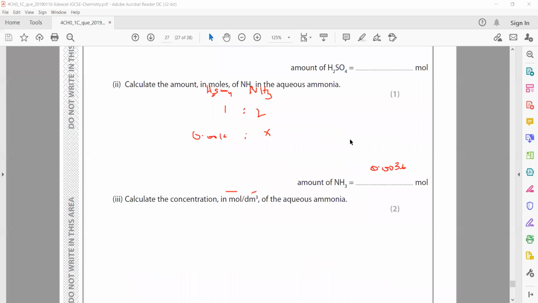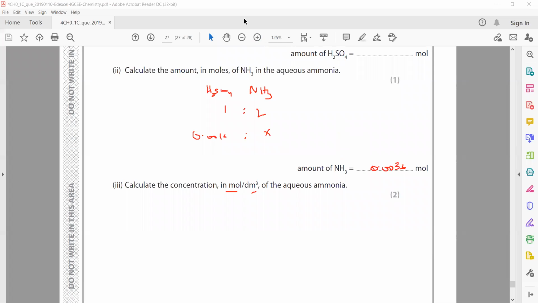25. So we will get the concentration. Concentration is moles by volume. So 0.0036 divided by 25 and divided by 1000, so that we can get it in dm cube. So this gives the concentration as 0.14 moles per decimeter cube. That is the concentration of the ammonia solution.